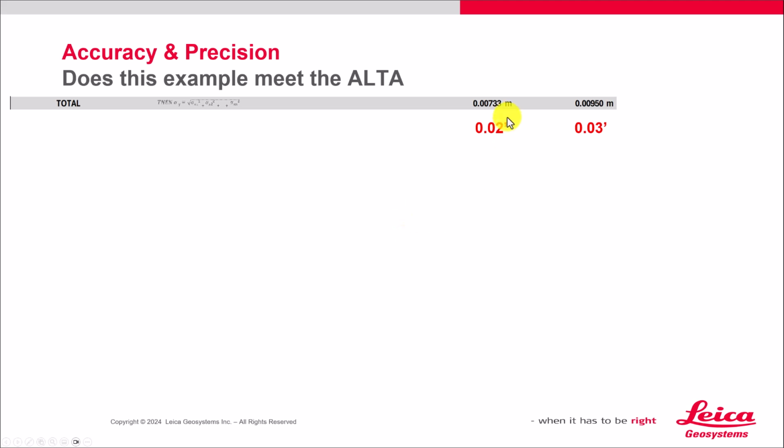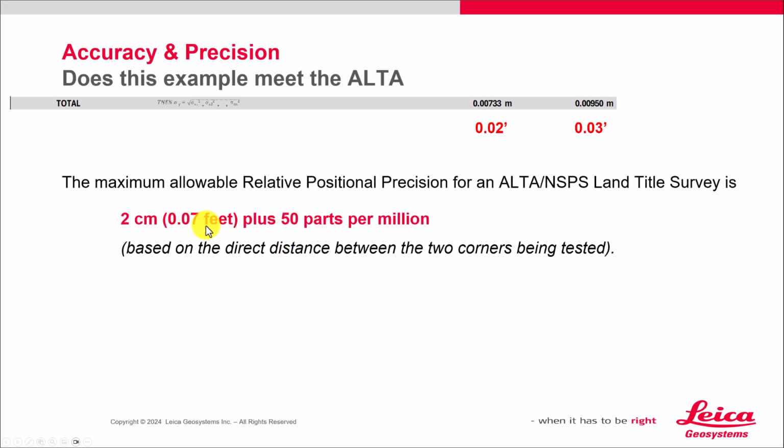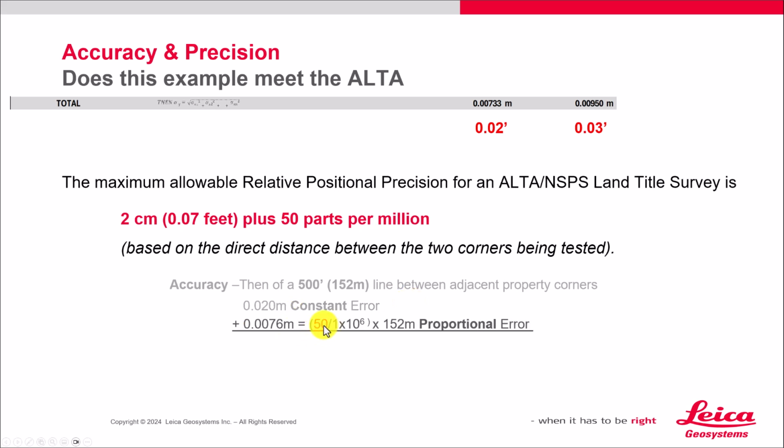Now let's take a look. Does that example that we didn't take good care of, does that meet the ALTA standards? And we know that the maximum allowable relative positional precision is 2 centimeters of constant error plus 50 parts per million. It's based on the direct distance between two corners. So we're going to come up with a distance for these two corners. Accuracy then of a 500-foot line. So that's a property where two adjacent corners are 500 feet apart. 2 millimeters of constant error, 50 parts per million times 152 meters, 0.0076. So we have 0.0276 max relative positional error.